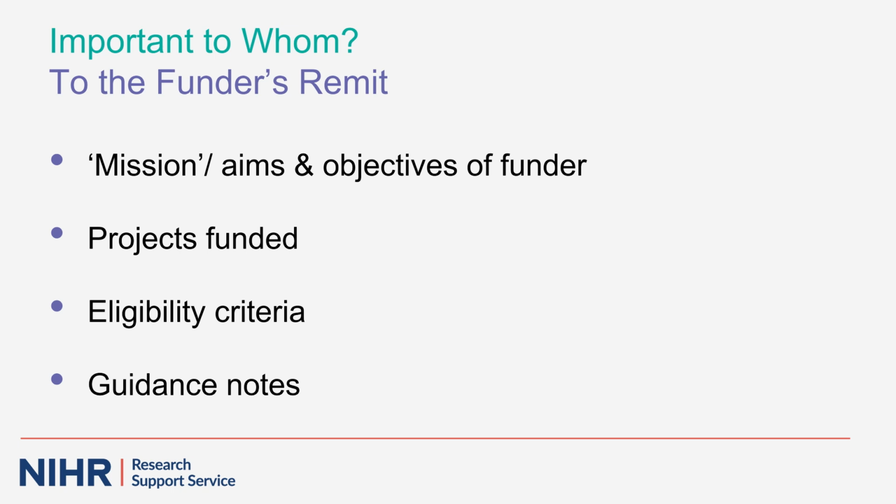So where do you find out about what they fund? Well, there will be a mission statement somewhere. There'll be aims and objectives of the funder that they'll describe on their websites. You can look at the projects that they funded in the past. You can look at their eligibility criteria and their guidance notes, and you can find out whether what you're pitching to them is actually something that they're interested in.